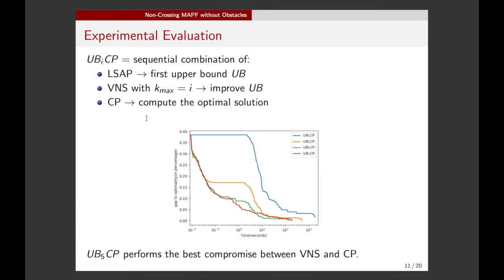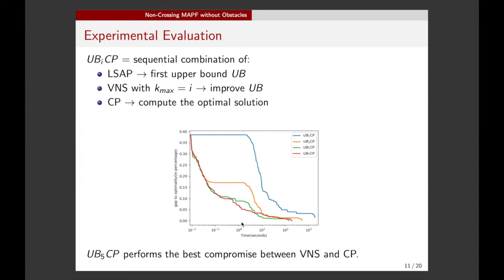There are 4 curves in the result, and we can take the example of the orange one. All the curves begin with the solution of LSAP, and then the curve drops. This is because of the step of VNS. And then we observe a horizontal part, and this period is to generate the CP model. And after this horizontal part, the curve drops again. This is because the CP model improved the upper bound.